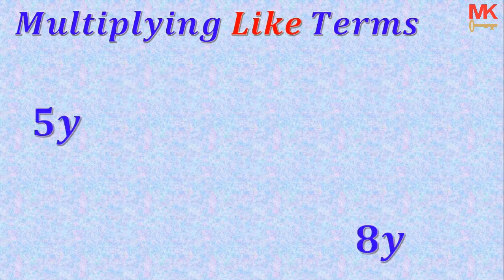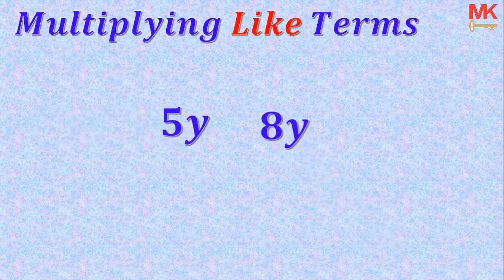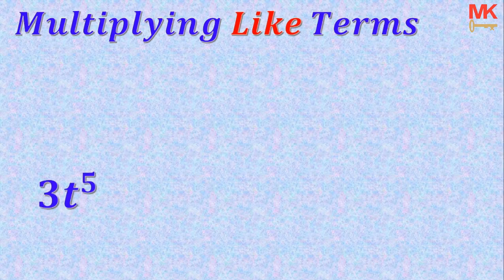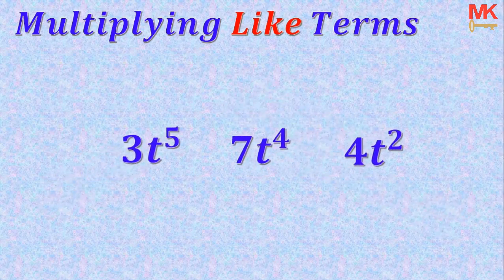Now, looking at these two like terms, I'm going to show you how to multiply them. I'm also going to show you how to multiply terms that carry exponents. For example, the terms 3t raised to power 5, 4t raised to power 2, and 7t raised to power 4 are all terms with exponents because the variables carry power. Now, if we put the terms together, I'm going to show you how to multiply them.